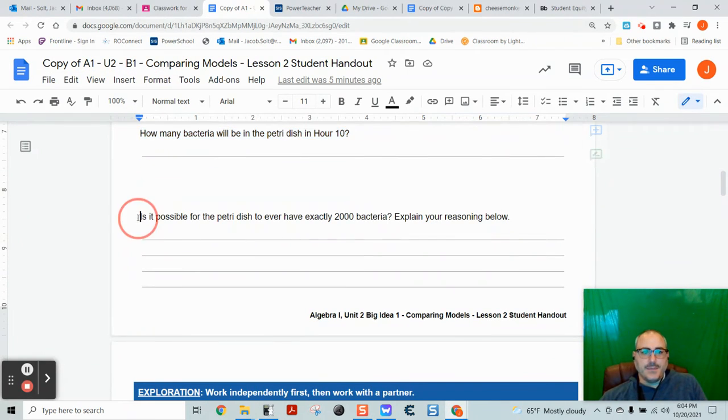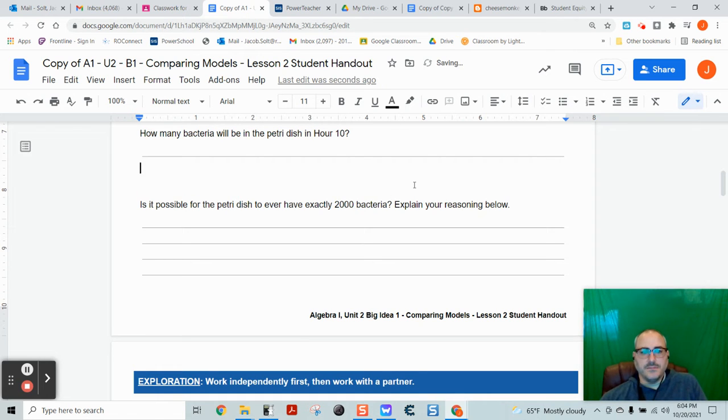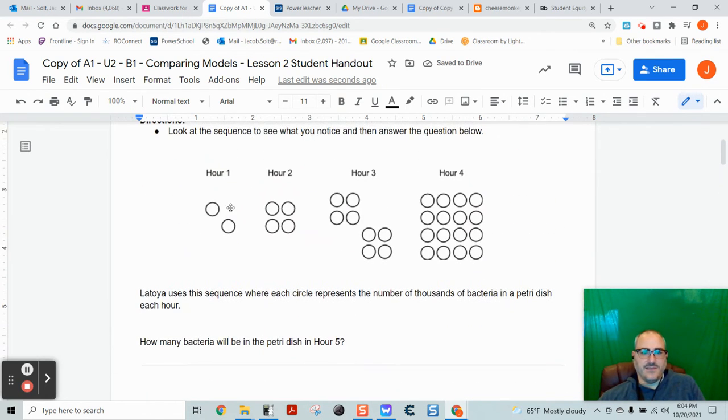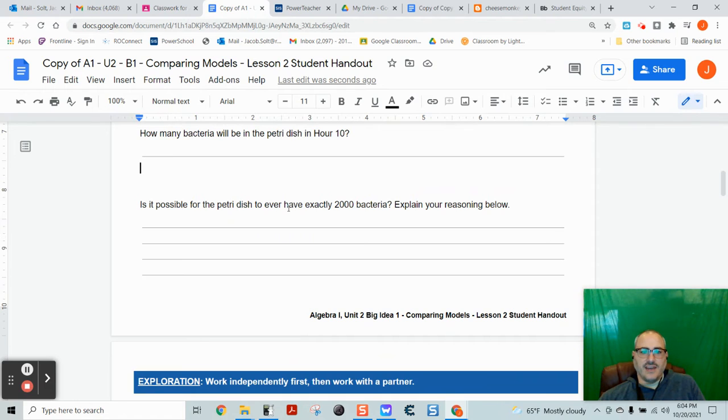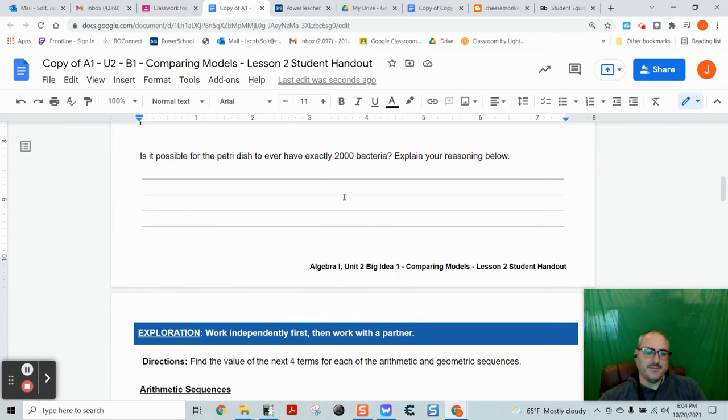Is it possible for the petri dish to ever have exactly 2,000 bacteria? Explain your reasoning below. What do you think? I'm going to let you just think about it and try to answer the best you can. Pause me, answer it, and then we'll continue.